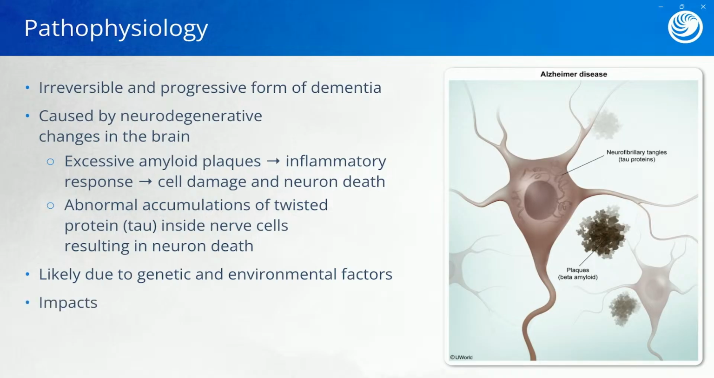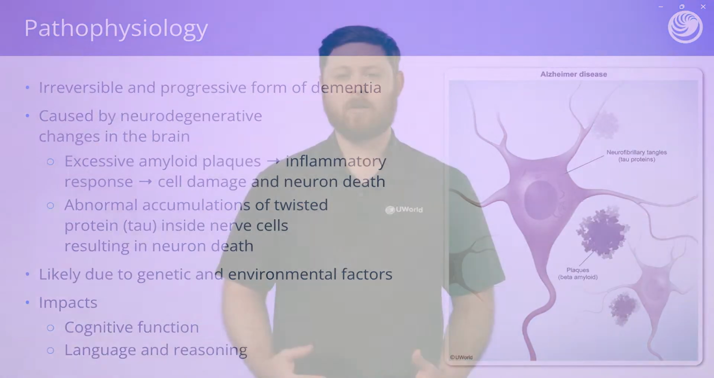The overall impacts of these neurodegenerative changes within the brain are a decrease in cognitive function, as well as changes within the client's language and reasoning skills. With Alzheimer's disease, changes within the brain develop over time. Therefore, the manifestations for this client can vary depending on whether the client is in early stages of Alzheimer's disease versus late stages of Alzheimer's disease.